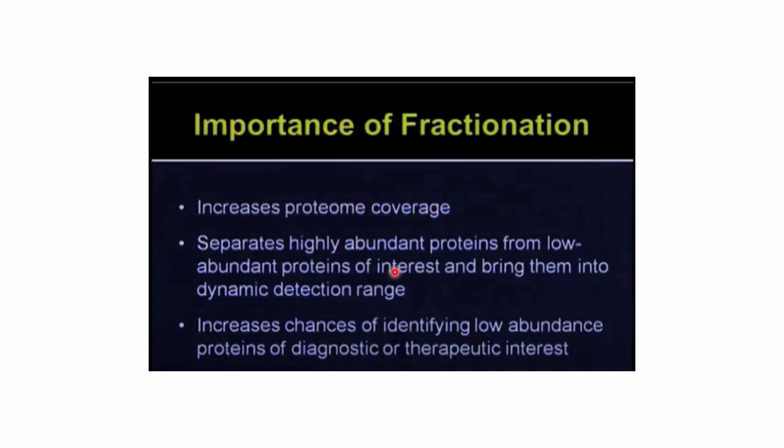So if you separate those highly expressed proteins like albumin and immunoglobulin from the serum, then whatever proteins are very minimal, very less expressed, can now be amplified and understood. The detection of those proteins will be much more efficient if you remove those highly abundant proteins. So separating highly abundant proteins from low abundance proteins of interest brings them into the dynamic detection range and increases the chances of identifying the low abundance proteins.